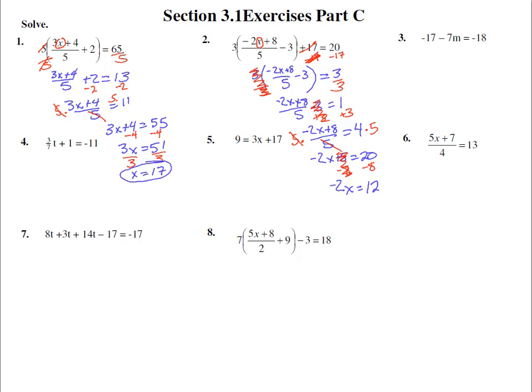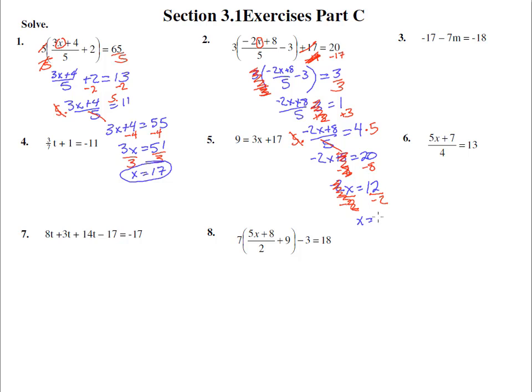And now we only have one thing left near the x, and that is this negative 2 that is multiplying it. So we divide by a negative 2, divide by a negative 2, and on the left-hand side it cancels, leaving us with only the x.